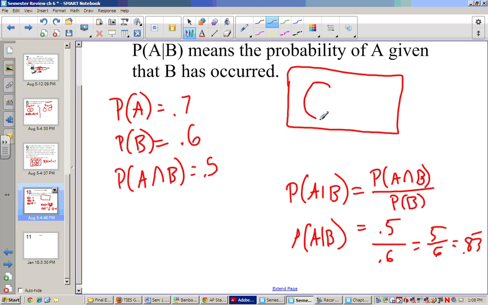Now, even though that formula is given to you on the AP exam, if you forget to use it, you can draw it out as a Venn diagram where the middle is 0.5. This is B, where it adds up to 0.6. This is 0.2 because it adds up to 0.7. Now what this is saying is out of all of B, so if we're just looking at B, that's out of 0.6 total, what's the probability that's in A? And that's this section right here, which is 0.5.